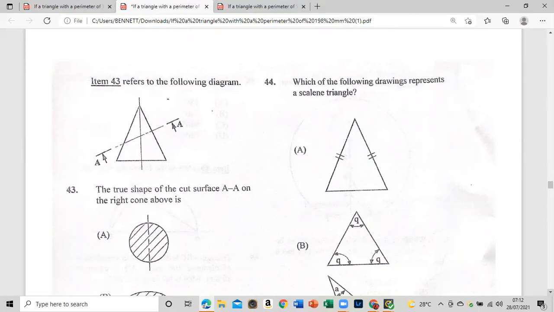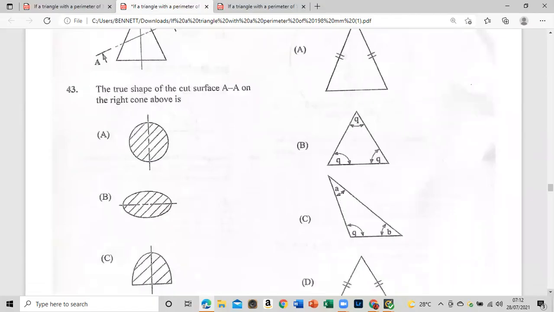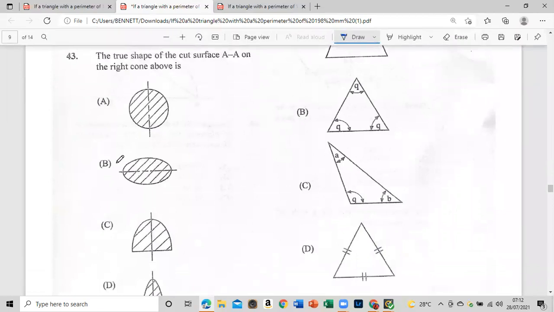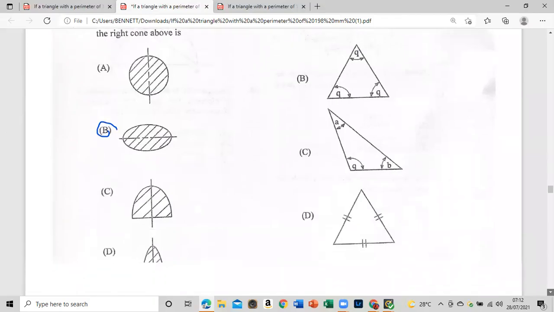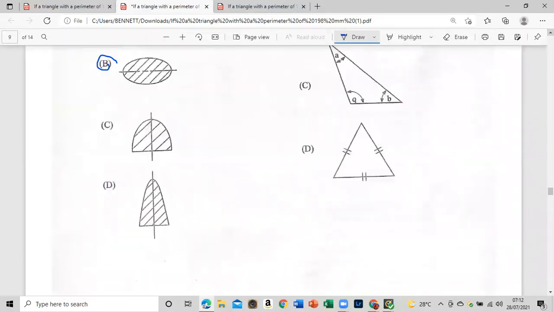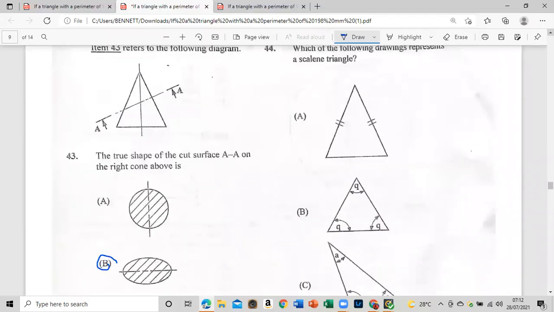43 refers to the following diagram. The true shape of the cut surface A to A on the right side above is, let's see, and that is B. Make them, guys, because they can repeat, so make them, please. Let's go back up. We are on to 44. We're going on fine.